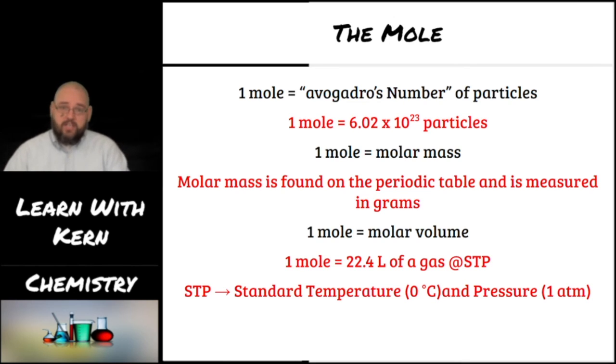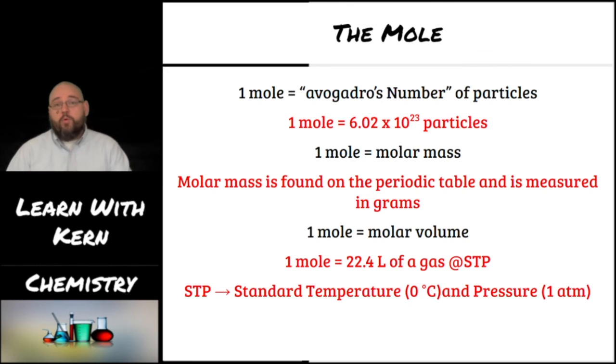An atmosphere is a pressure unit that is equal to the atmospheric pressure on Earth at the equator at sea level. That is what is defined as the atmospheric pressure. So standard temperature and pressure is 0 degrees Celsius and 1 atmosphere. So if I have a gas at STP, 1 mole of that gas will have a volume of 22.4 liters. It doesn't matter what gas you have, whether it's oxygen, carbon dioxide, hydrogen. If it is 1 mole of gas at STP, it will have a volume of 22.4 liters. That is the molar volume.